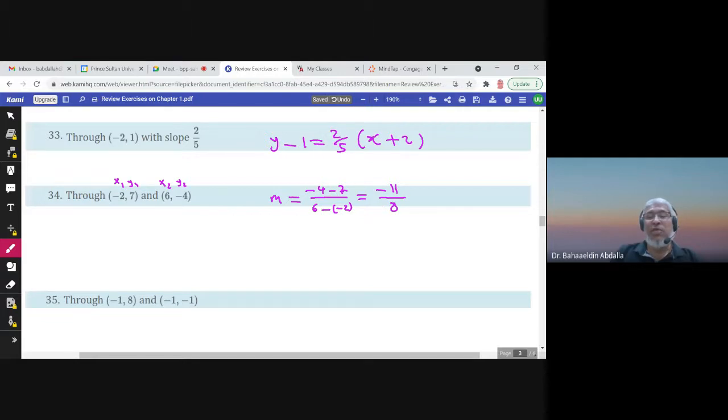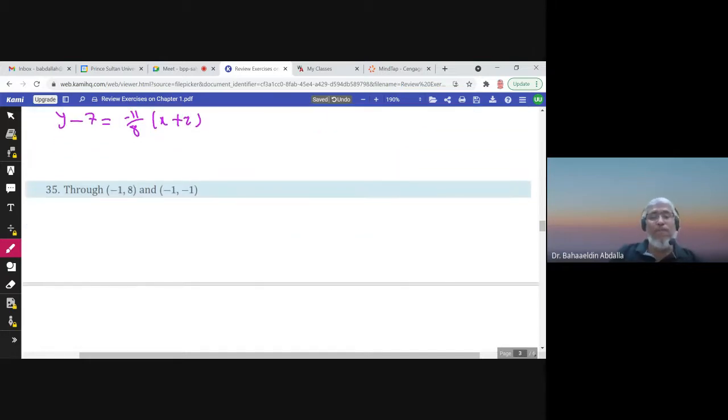So that's the slope. So the equation would be y minus 7 equals -11 over 8 times x plus 2. This would be the equation of the line, and you can solve it for y if you like.